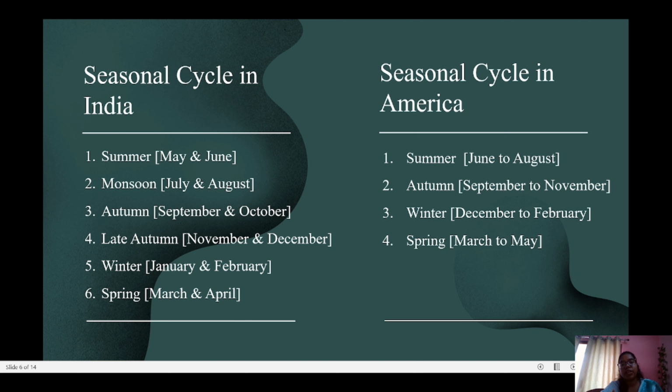But the scenario in America is a bit different. Here, only four seasons are prominent, and these are summer, autumn, winter, and spring. Summer is from June to August, autumn, September to November, winter, December to February, and spring is from March to May. Now the name of our poem is An April Day. So April falls in which season? Spring. Okay. So this is all about the background of the poem.